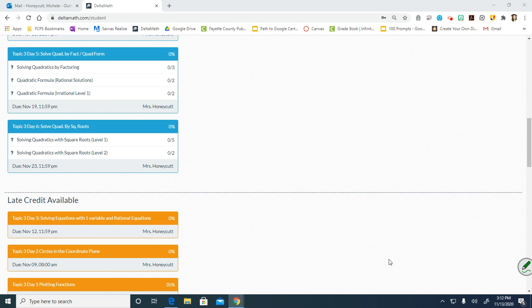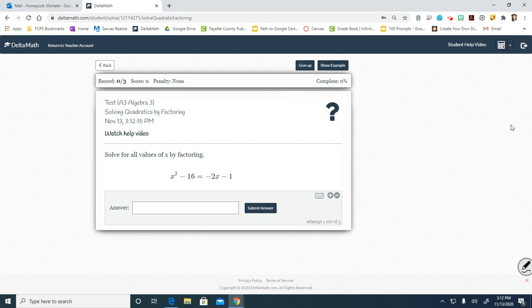Today, I'm going to show you how to complete problems in this assignment, which is solving by factoring and the quadratic formula. So let's first go into the factoring examples. Whenever you're solving quadratic functions by factoring, the first thing you need to do is set it in the form ax squared plus bx plus c equals 0. So that's what I want to do over here.